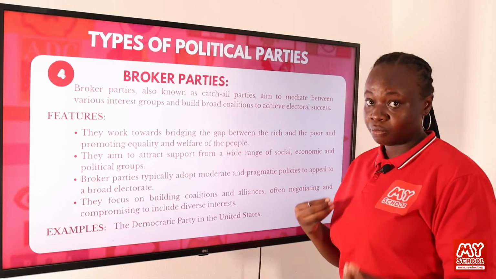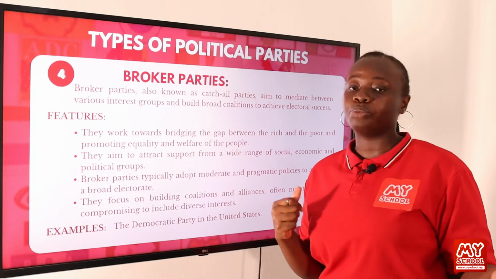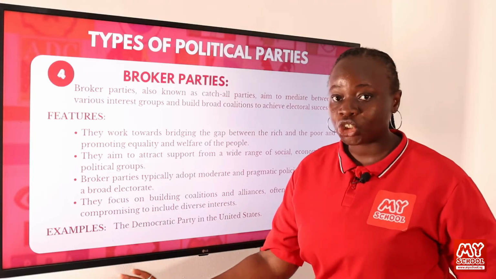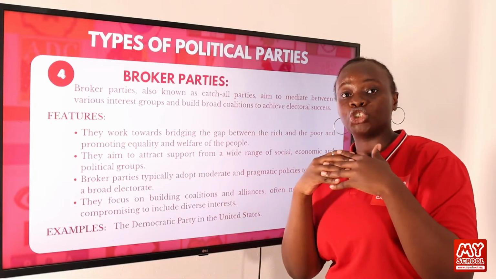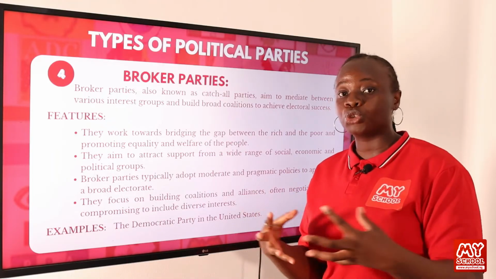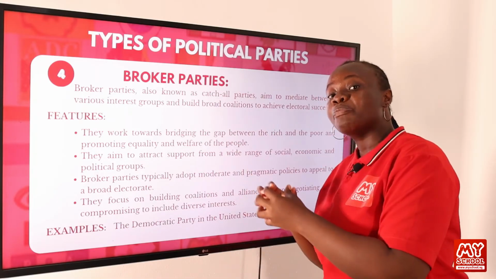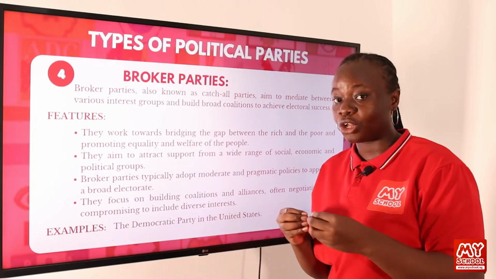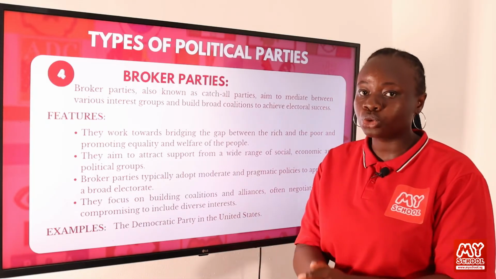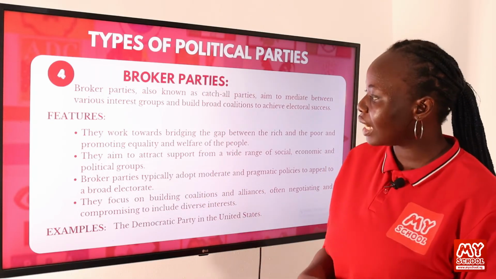You can see that there's a lot of similarity between the mass or branch parties and the broker parties. But the difference is that while the mass or branch party just tries to ensure that they accumulate a broad range of people, the broker parties are doing something proactively. They are trying to bring different interest groups together and trying to negotiate how they can implement policies that favor all the interest groups within the community. So they are more proactive in their approach. They actually come out to seek unity among various interest groups within the society.